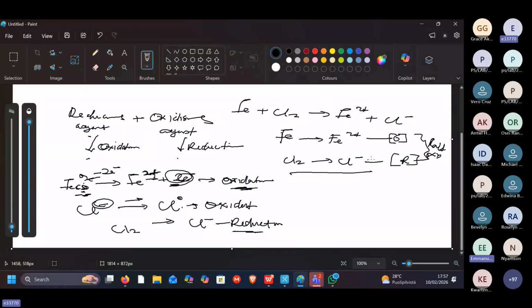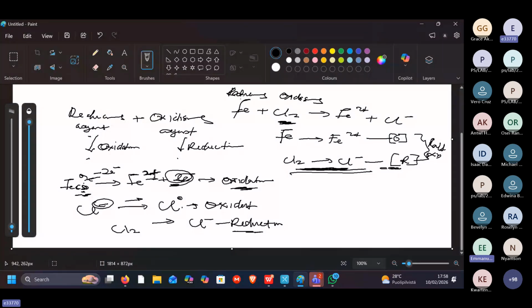Okay, so can you identify the oxidizing agent in this case? Which one is the oxidizing agent, and which one is the reducing agent? The chlorine gas here is the oxidizing agent. It is causing the oxidation, but itself it is going through reduction. Then the iron here will be the reducing agent.